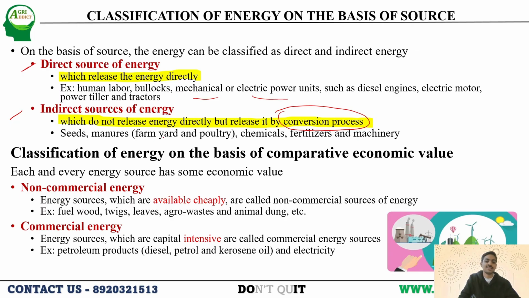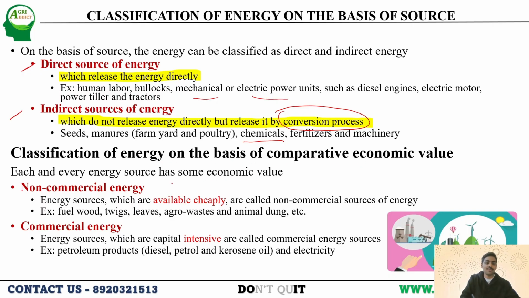And indirect energy: seeds, manures, chemicals, fertilizers, machinery. See, once you sow the seed, it does not germinate directly. It takes the help of the soil and water it absorbs, and later it germinates. Even chemicals do not release their energy directly. When they come in contact with water, then their action starts. This is how they release energy by some kind of conversion process. Next, classification of energy on the basis of comparative economic value.